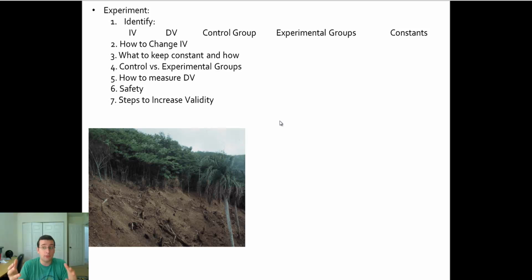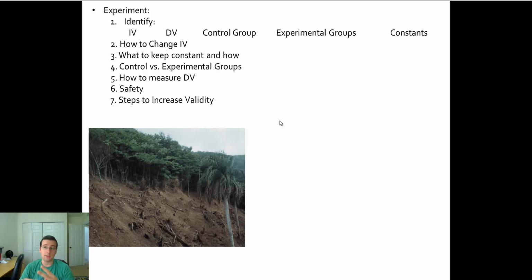Safety. You have to talk about some things that could be dangerous. You could cause landslides within the habitat. You're going to be playing with fans and things to cut down trees and all kinds of stuff. So you've got to make sure to include those things. Then you also have to have steps to increase validity, and for that you have to look at reliability, precision, and accuracy.